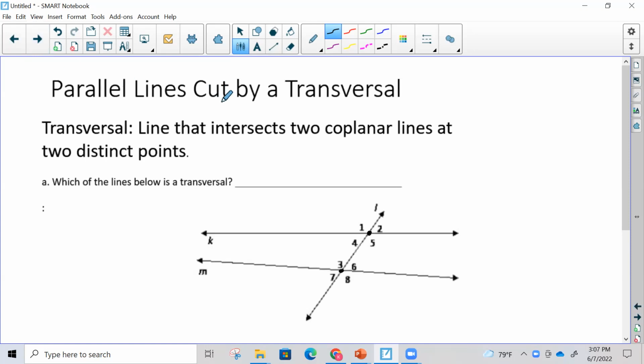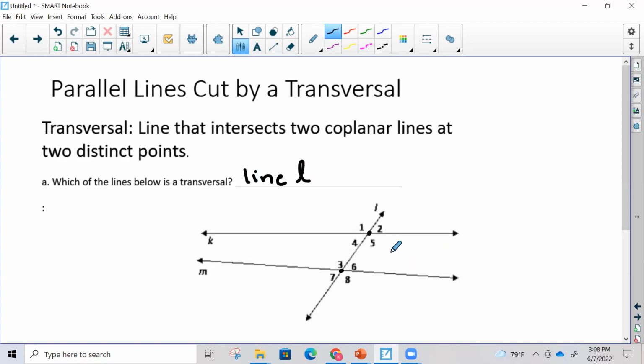So the first thing we're going to talk about is a transversal. A transversal is a line that intersects two coplanar lines at two distinct points. So if we look at lines K and M, usually we'll refer to them as being parallel, but they don't have to be. And those are my two coplanar lines. And this line L intersects these two lines at two distinct points, at this point here and this point here. So line L is my transversal.